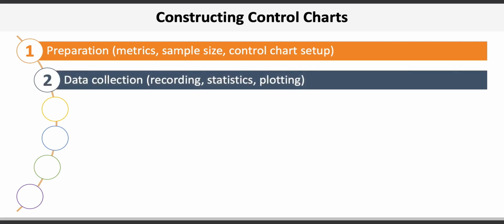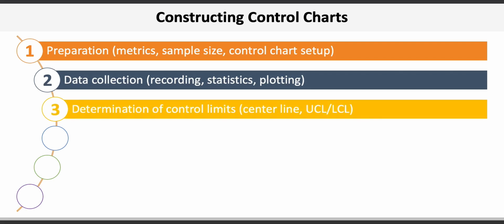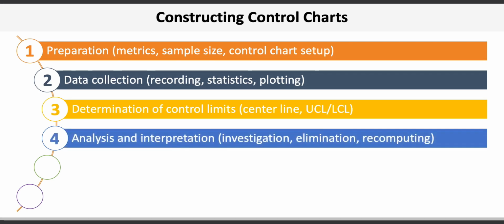Step 2 involves data collection, and includes the recording of data, calculating relevant statistics such as averages, ranges, and proportions, and plotting the stats on the chart. Step 3 involves the determination of trial control limits and the center line for the control chart. Step 4 involves analyzing and interpreting the data to see what story it tells.